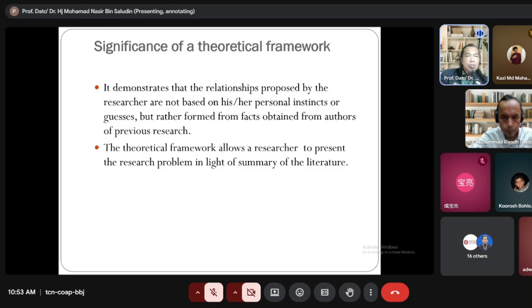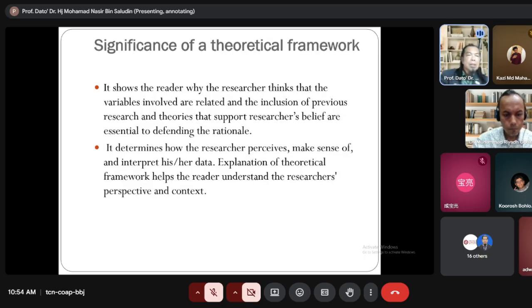And it demonstrates that the relationships proposed by the researcher are not based on his or her personal instinct or guesses, but rather informed from facts obtained from other or previous research. The theoretical framework allows the researcher to present the research problem in light of a summary of the literature. It shows the reader why the researcher thinks that the variables involved are related, and the inclusion of previous research and theory that support the researcher's belief is essential to defending the rationale.